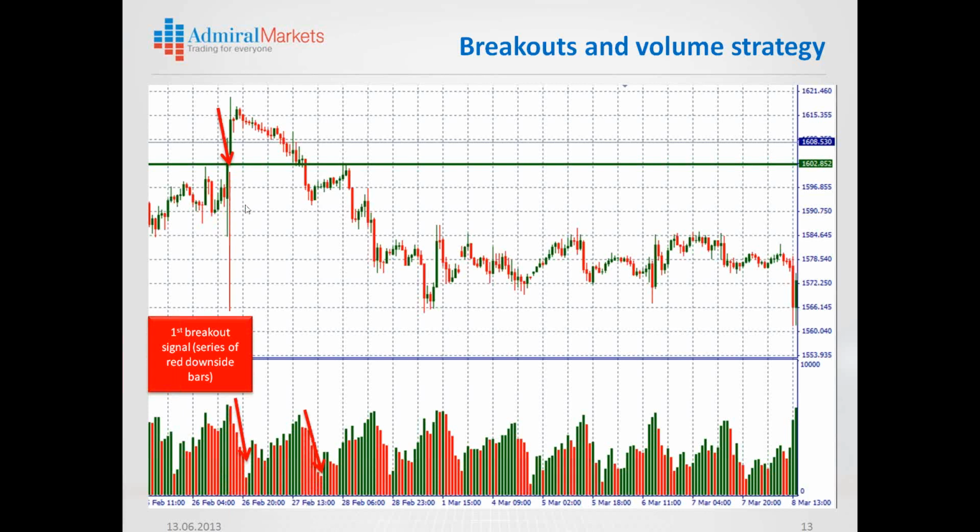So this is the first breakout signal. You see the series of red downside bars, and this green level, you know all that. This is a resistance zone. So this is where volume VSA kicks in.